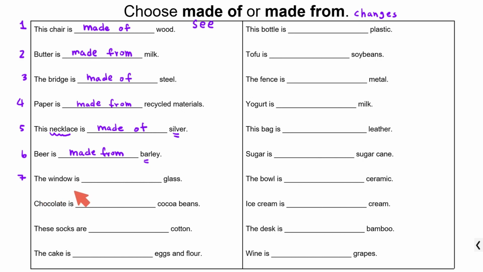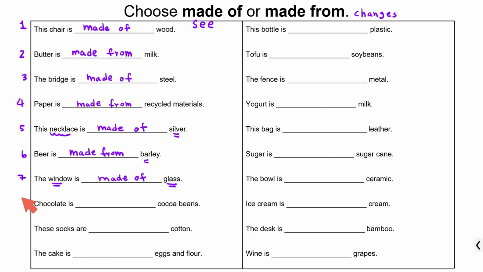Let's move on to the next one, number seven. The window is blank space glass. So the material is glass and the noun here is window, so we can see the material, so this one is supposed to be made of.